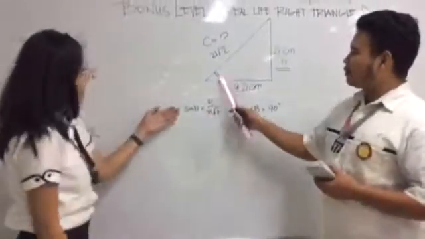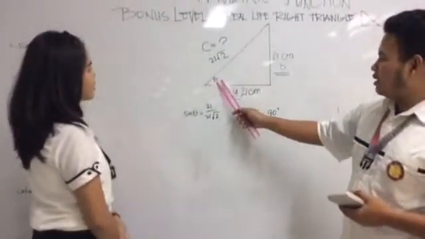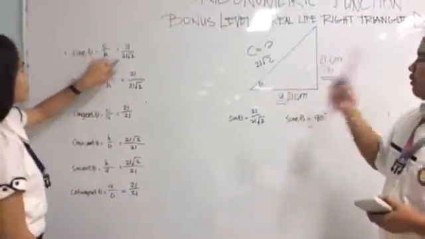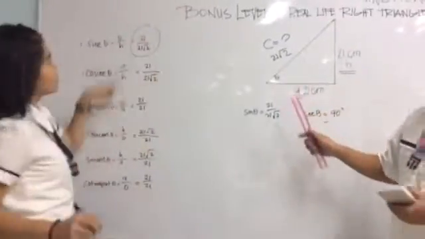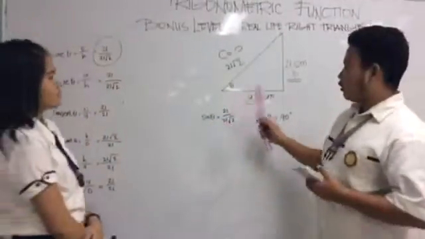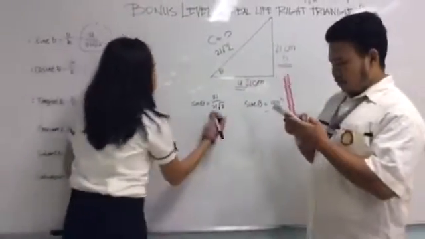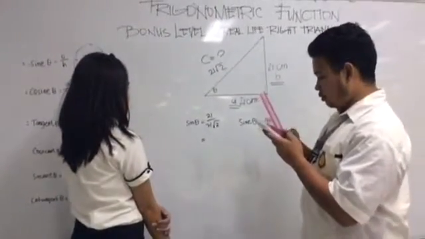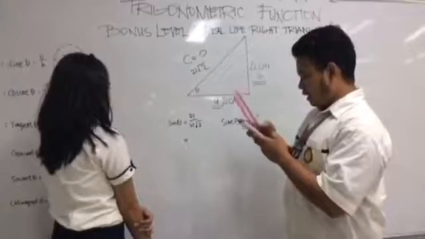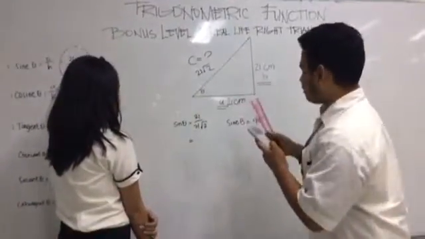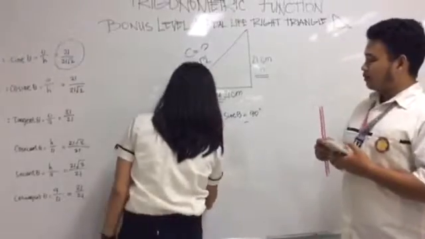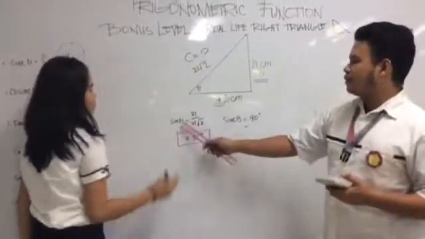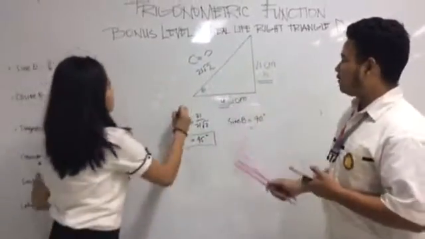So let's go on for the measurement of this angle. So for theta, we use the basic function sine so that we can find the angle. So sine theta is equal to 21 over 21 square root of 2. 21 divided by 21 square root of 2, then shift sine, the answer is 45 degrees. So the answer for this angle is 45 degrees.